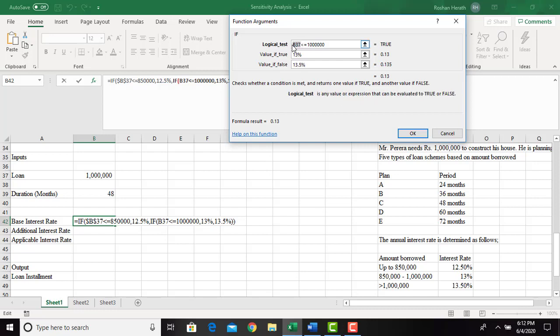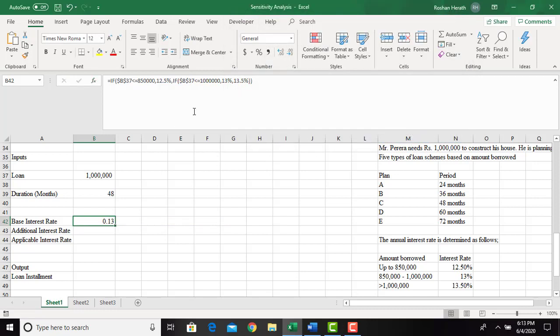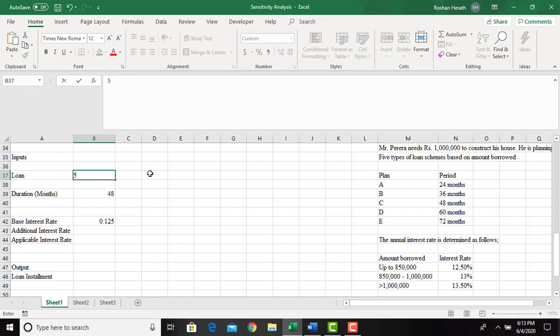So you can make these things constant, say okay. Now just check that, let's make it 700,000. Yes, it works, the applicable interest rate comes. So let's make it like 1.5 million. Yes, it comes as 13.5. So we have done that perfectly, good.